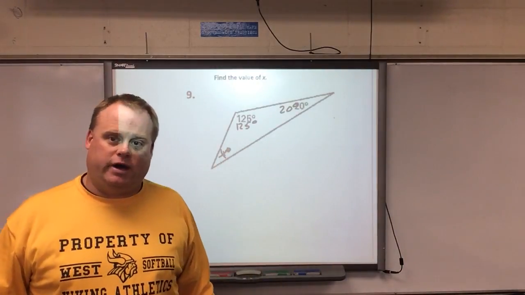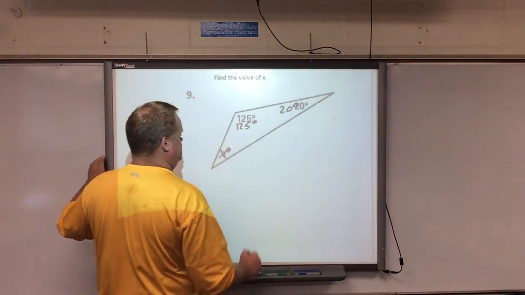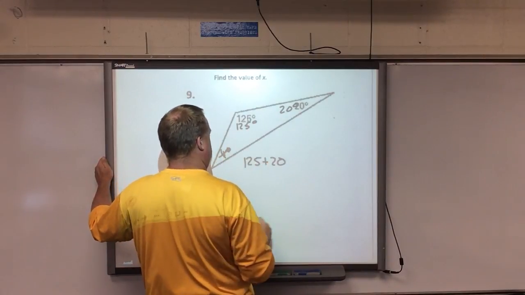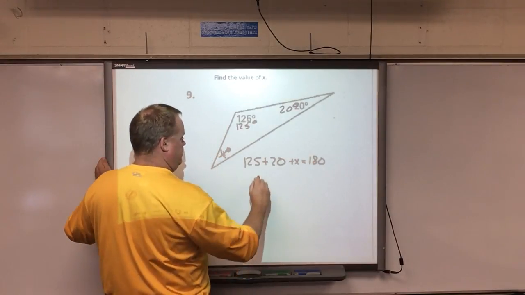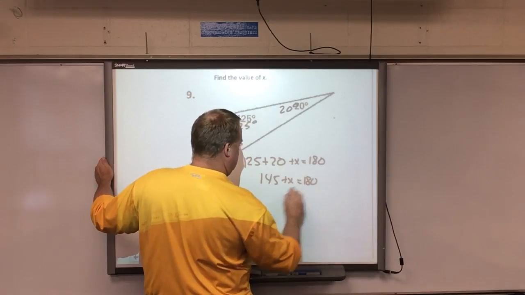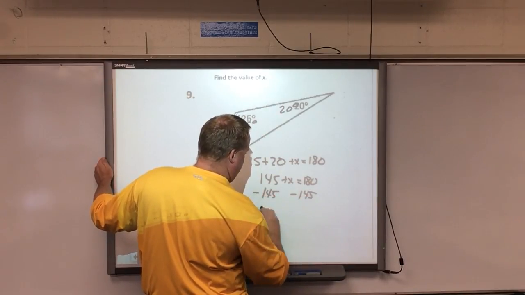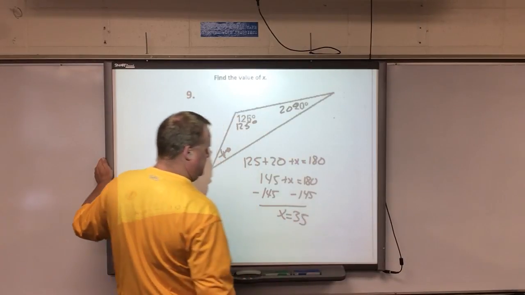Well, let's do it the way I logically would think about this, and that is 125 plus 20 plus x would equal 180. Well, that becomes 145 plus x equals 180. Subtract 145, subtract 145, x is going to be equal to 35.